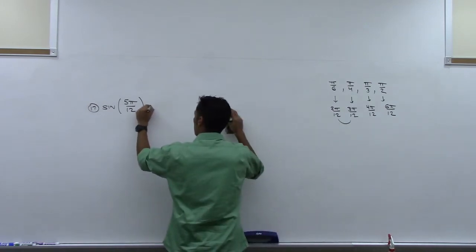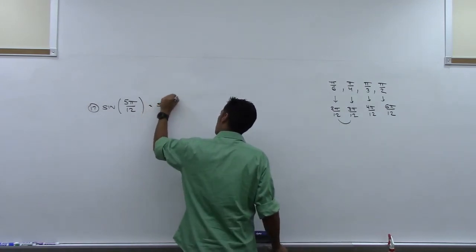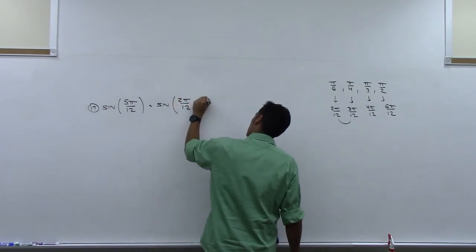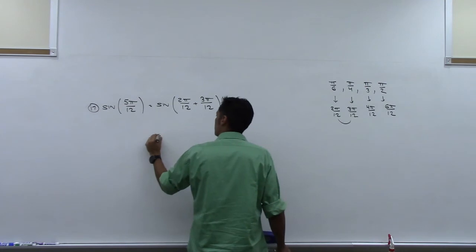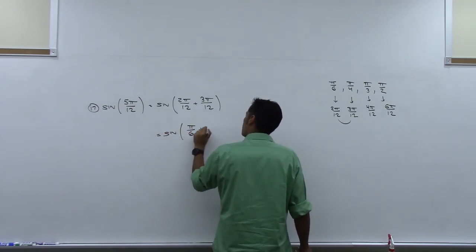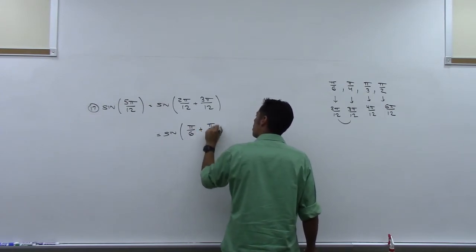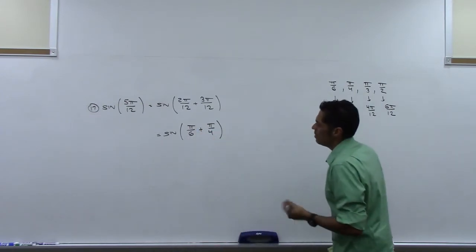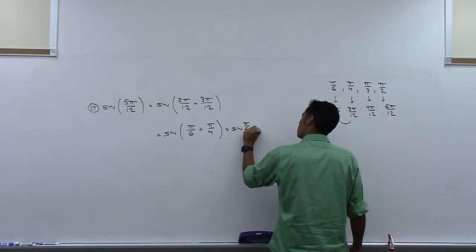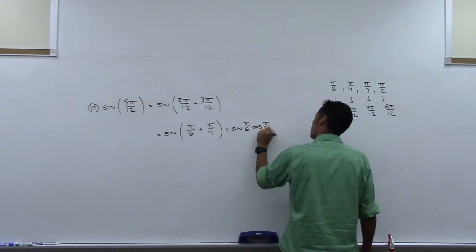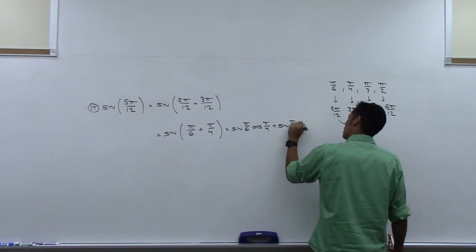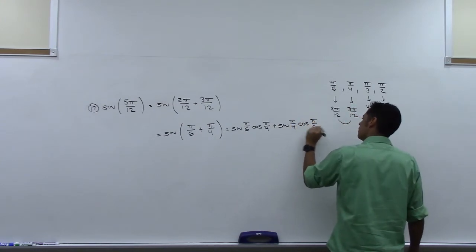So this is the same as sine of 2 pi over 12 plus 3 pi over 12, which is really, going back to the common angle, pi over 6 plus pi over 4. All right, now we use the formula. So this is going to be sine of pi over 6 cosine of pi over 4 plus sine of pi over 4 times cosine of pi over 6.